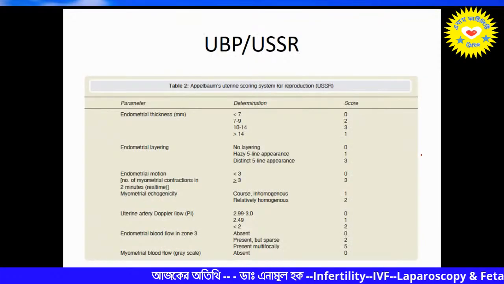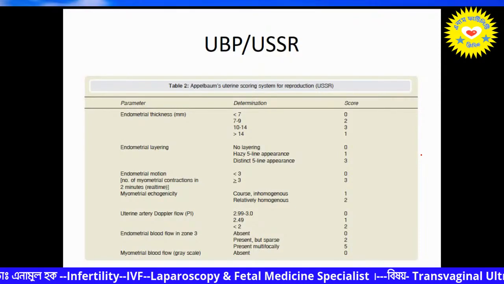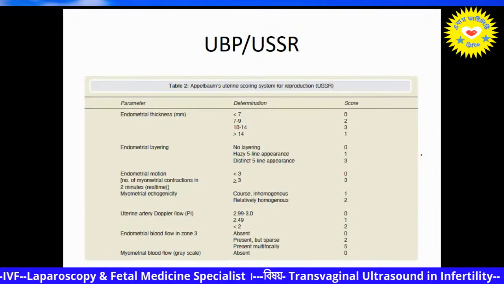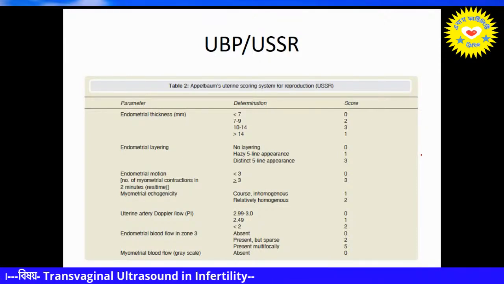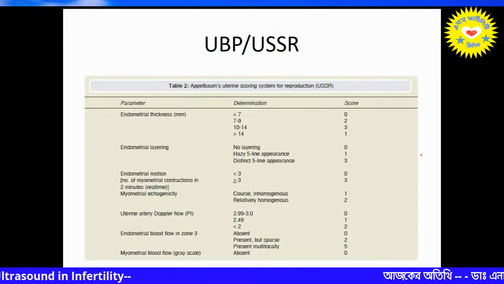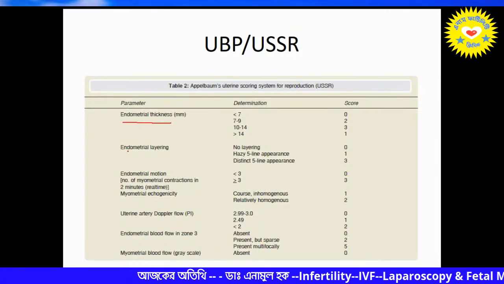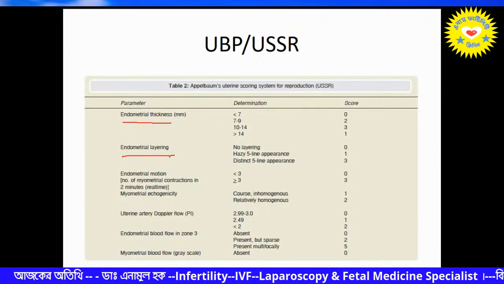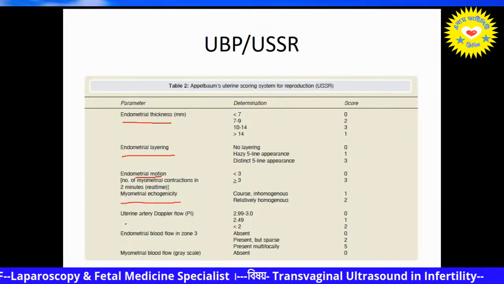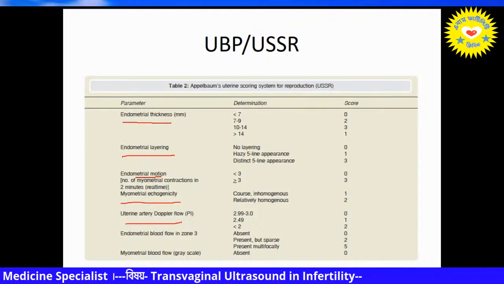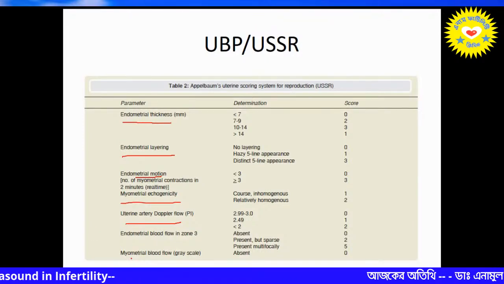So accordingly, there is a uterine biophysical profile or called uterine scoring system for reproduction. It is called Applebaum's uterine scoring system for reproduction. Here are some parameters like you see endometrial thickness, endometrial layering, endometrial motion, myometrial echogenicity, uterine artery pulsatility index PI, endometrial blood flow and myometrial blood flow.